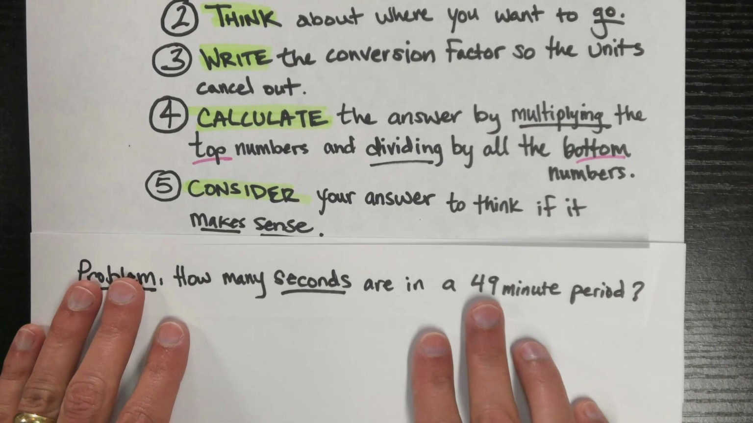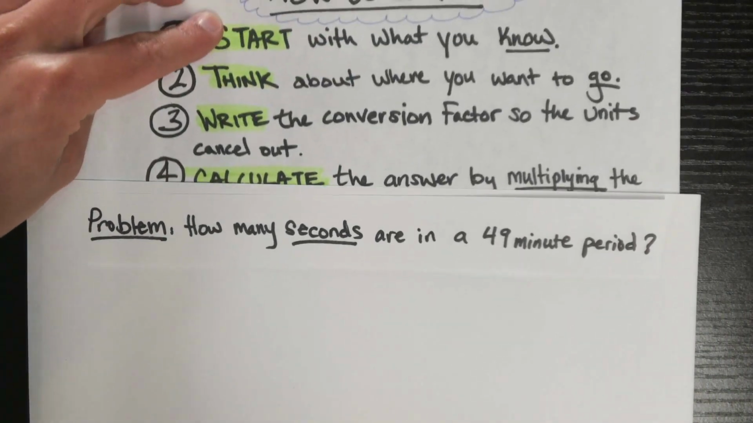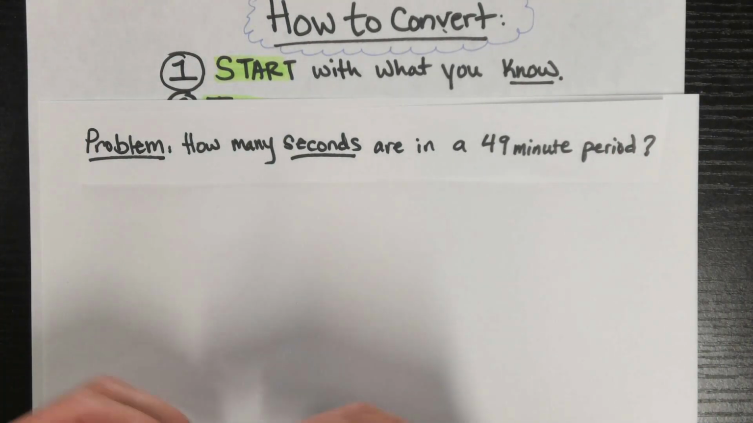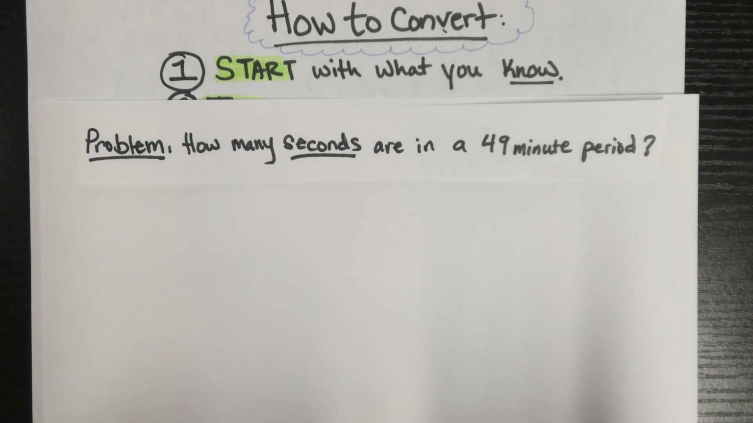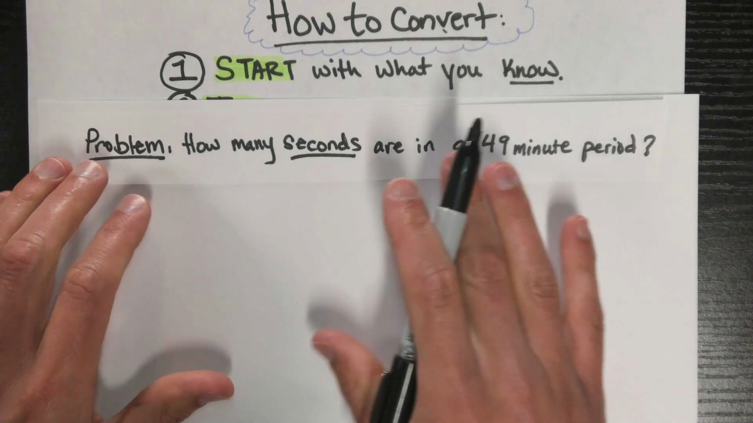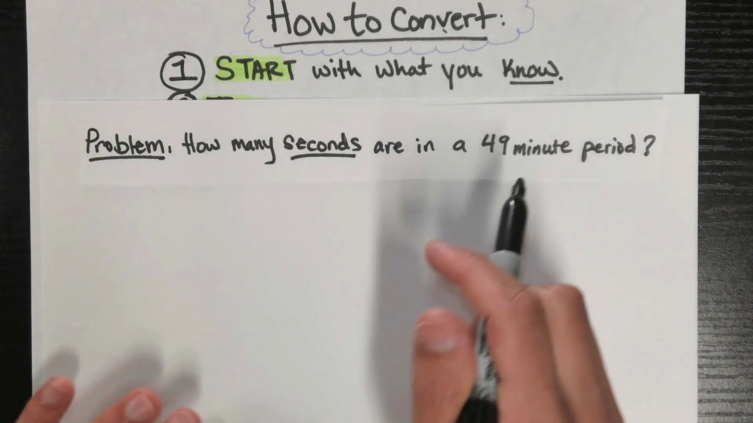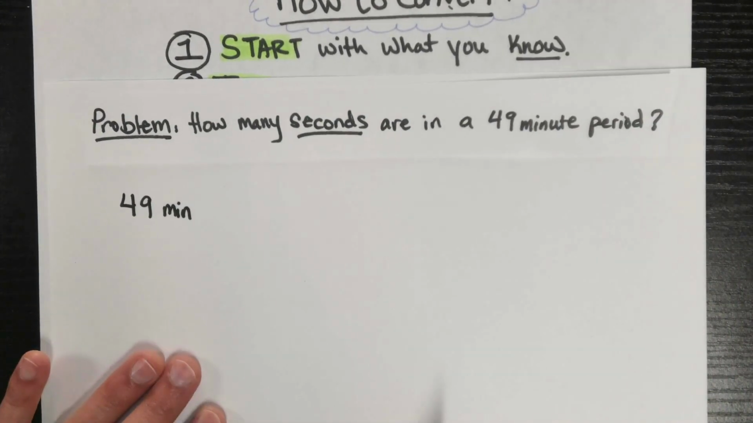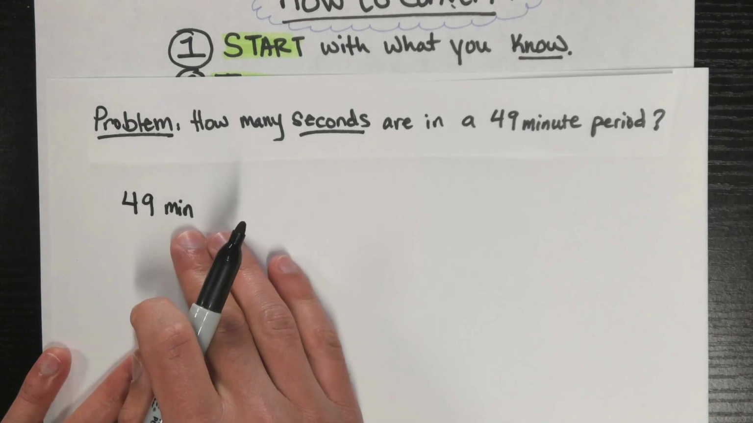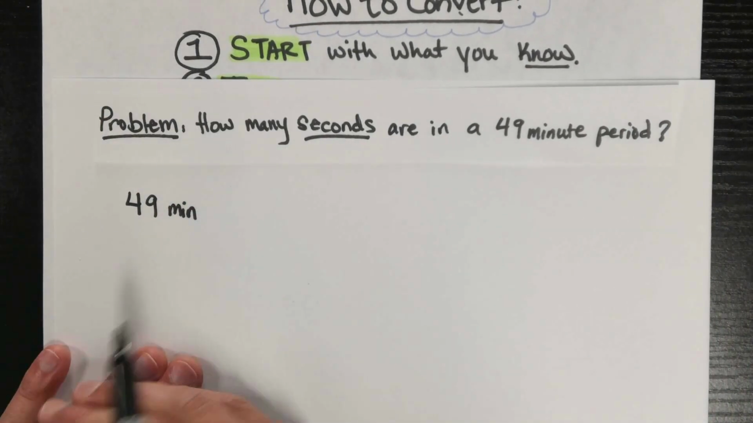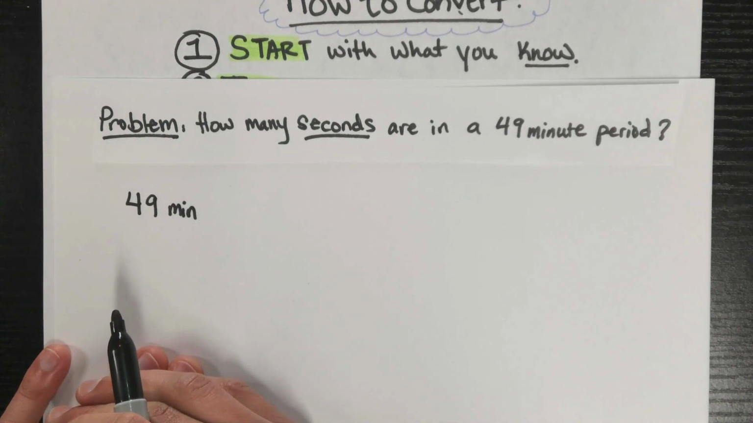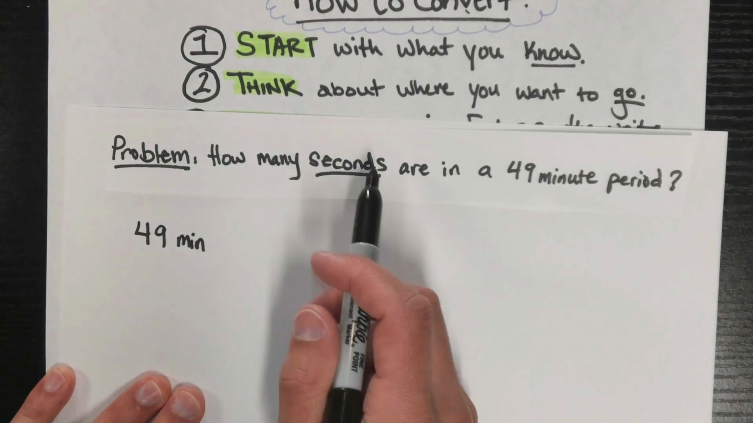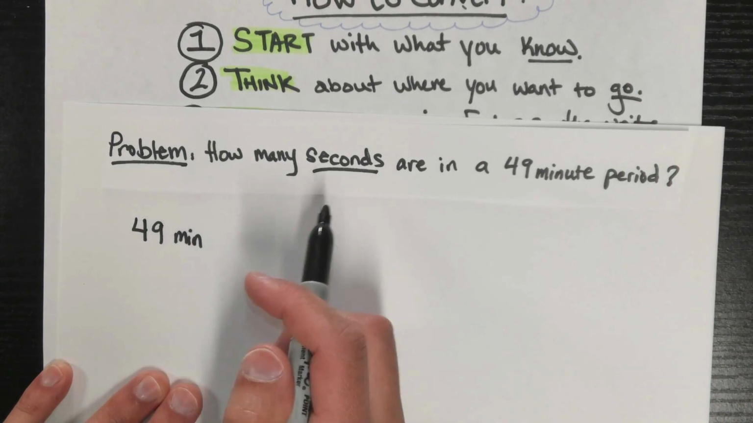The first problem is going to be, how many seconds are in a 49-minute period, right? So in a 49-minute period, a short day, how many seconds are actually in that time? The way that we're going to look at this first is I'm going to start with what I know. 49 minutes. I'm going to write that down first. It's good to know unit abbreviations, by the way. MIN for minute, SEC for second, and other, of course, abbreviations that go with other types of units. 49 minutes. Now I'm going to think about where I want to go. I'm trying to figure out how many seconds are in that 49-minute period. So I'm trying to convert from minutes to seconds.